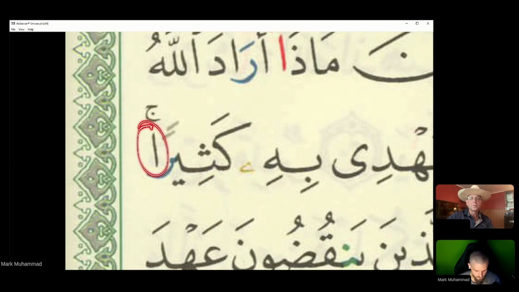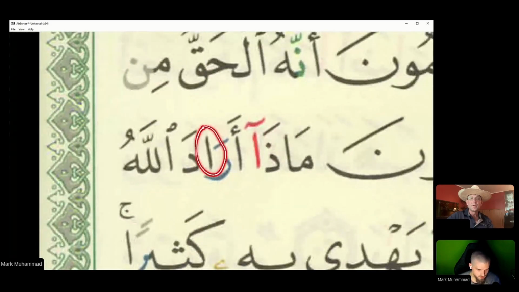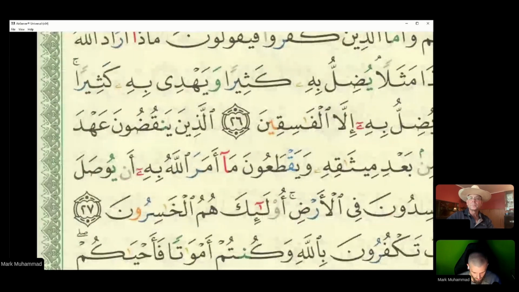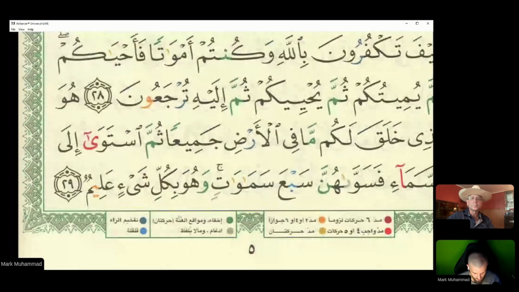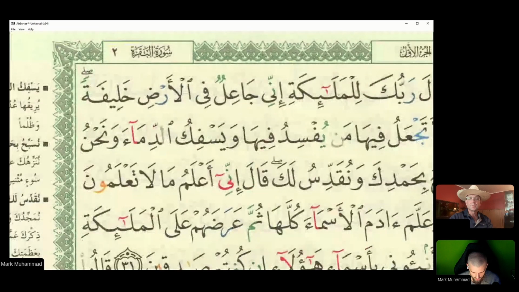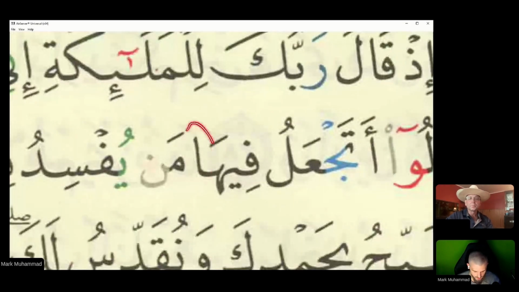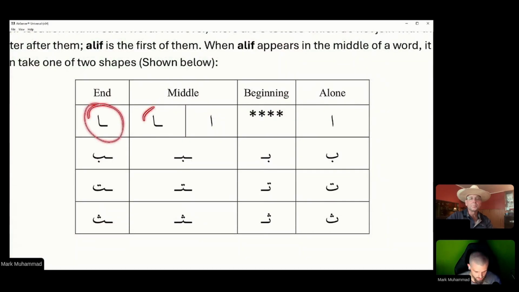Okay. So here is Alif in the middle of a word. And then the other shape that Alif can have, that we've discussed so far. Let's see if we can find another example. So here, this is at the end of a word. So that's how we can have this looking like this or like this.